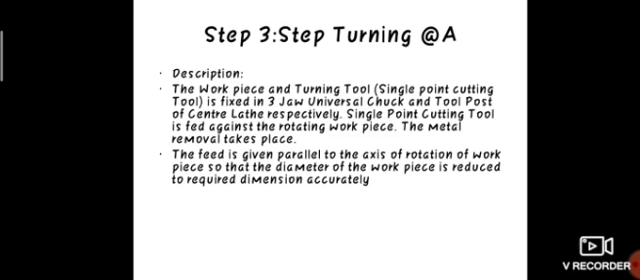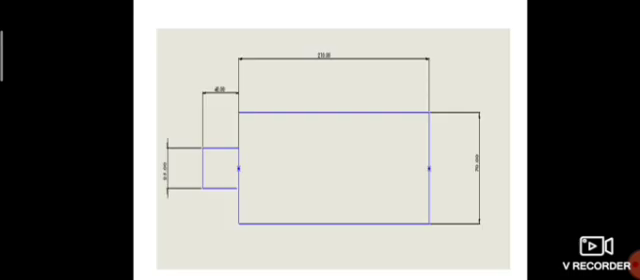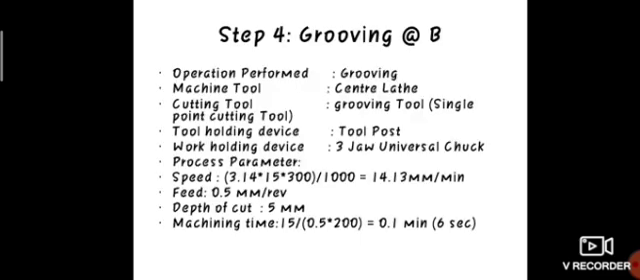The description is similar to turning. The feed is given parallel to the axis of the rotation, but in a particular section the step turning is done. It is 25 cross 40 as shown in the figure. The diameter is reduced from 75 mm to 25 mm. And the grooving is the process done at the section B.